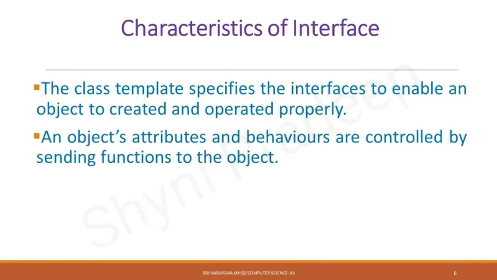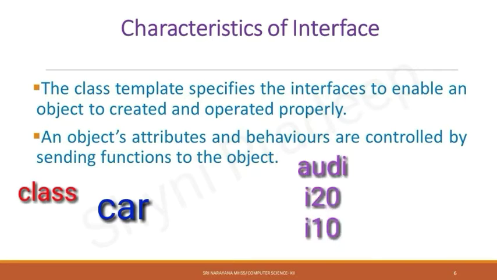What do you mean by object? Object is defined as the instance of a class. What do you mean by class? Class is nothing but a collection of objects. Let us take one example, car. This car is a class, but car has many brands such as Audi, i10, i20. So these i10, i20, Audi are called objects. So collection of objects is called class and instance of a class is called object.